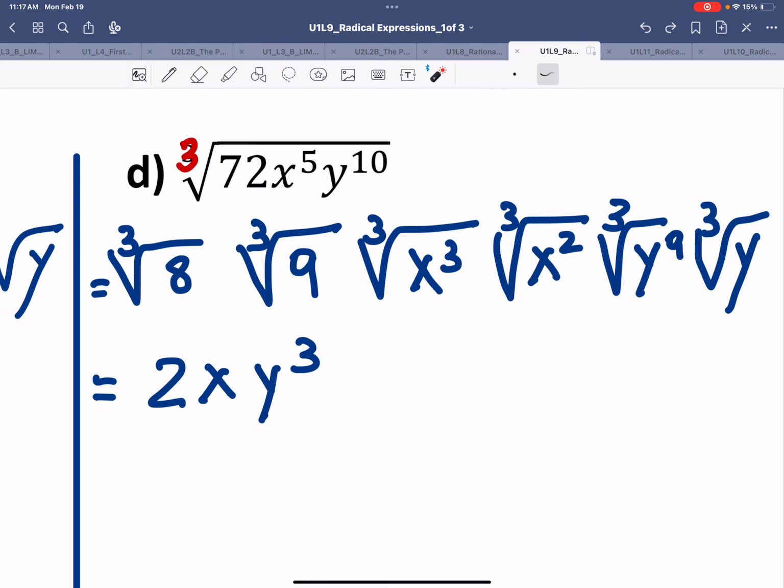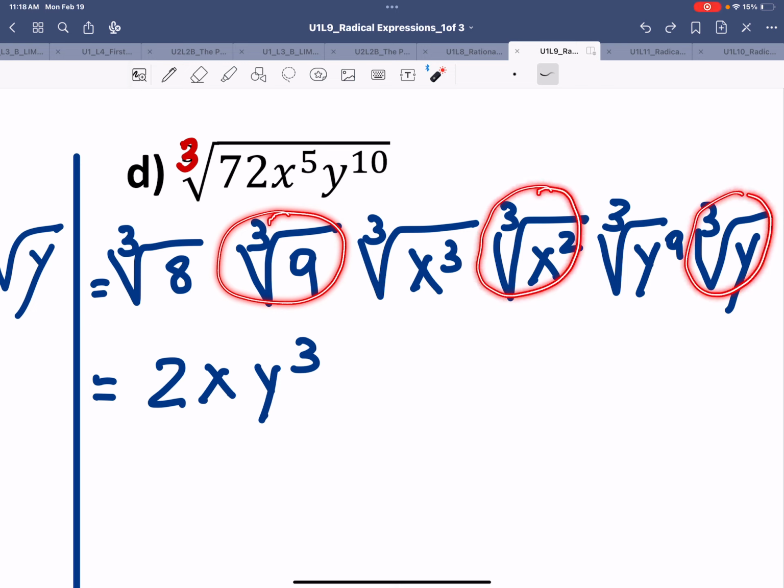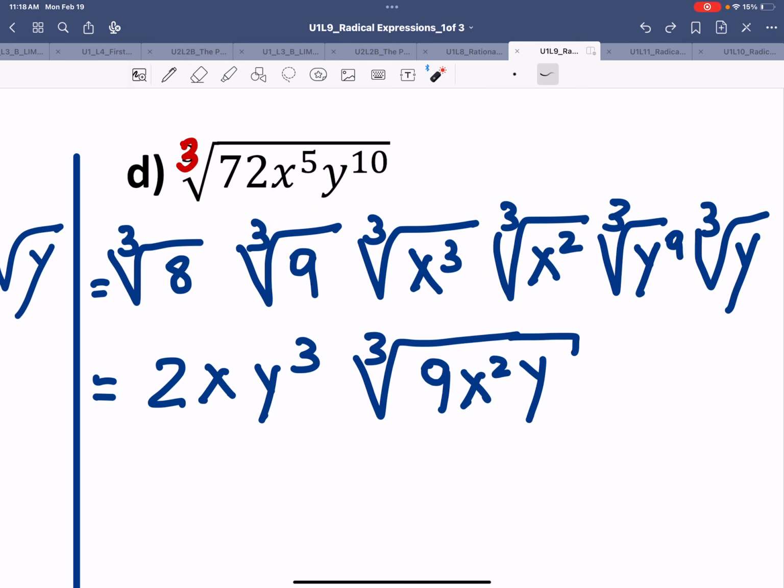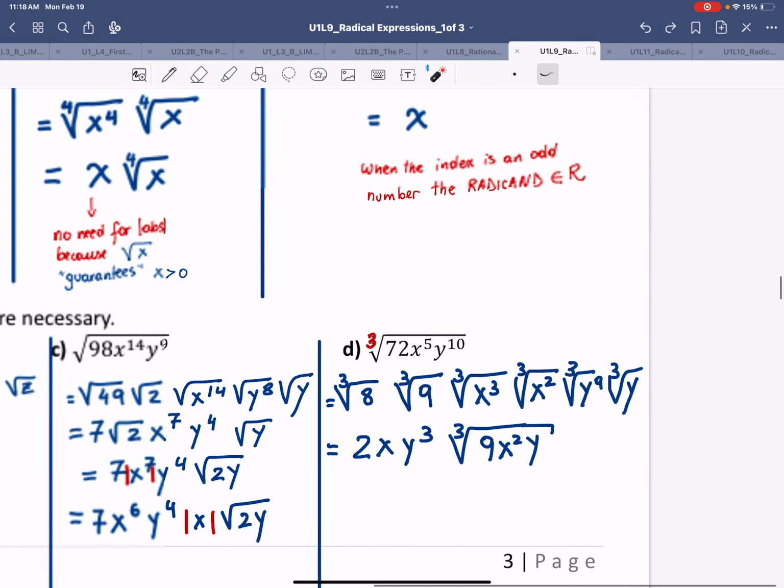So what are we left with? This number, third root of 9. And then we have the third root of x squared and the third root of y. So they will join each other in the same third root, or same radical, as 9x squared y. And this would be the final answer. No need to simplify any further.